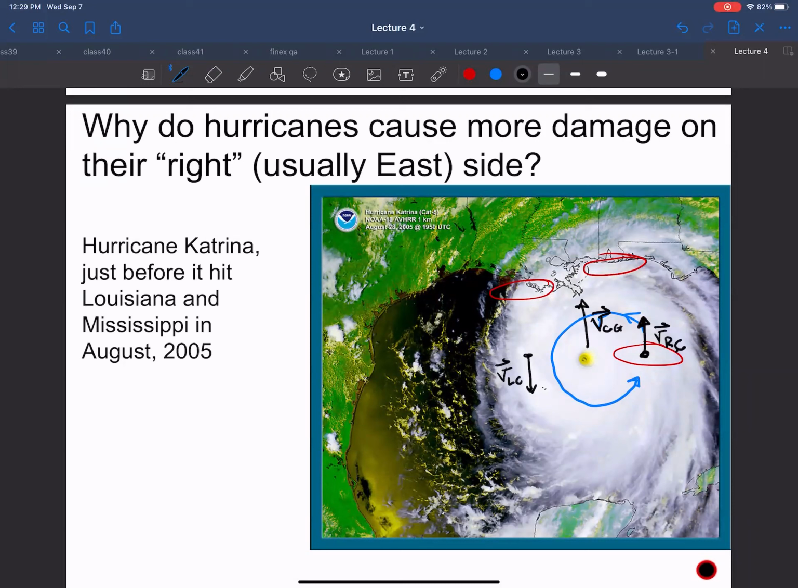Okay. So I'll give you 30 more seconds. Try to use this nomenclature to answer this question. Why is there more damage on the right side than the left side? Go ahead and talk just a little bit more.